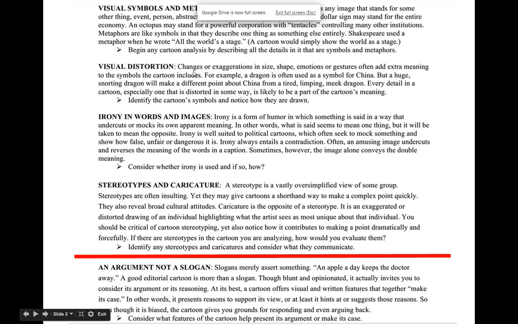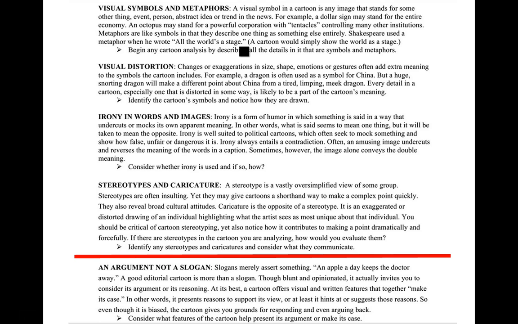One is called visual symbols. Another one is visual distortion, then irony, and the last one stereotypes and caricatures. A symbol is anything, a visual that's going to stand for something else. It can be something that stands for an idea. So today in our political parties, you can have the donkey and the elephant as symbols of the political parties, of the Republicans and the Democrats. And so you see quite a few of these used in cartoons.